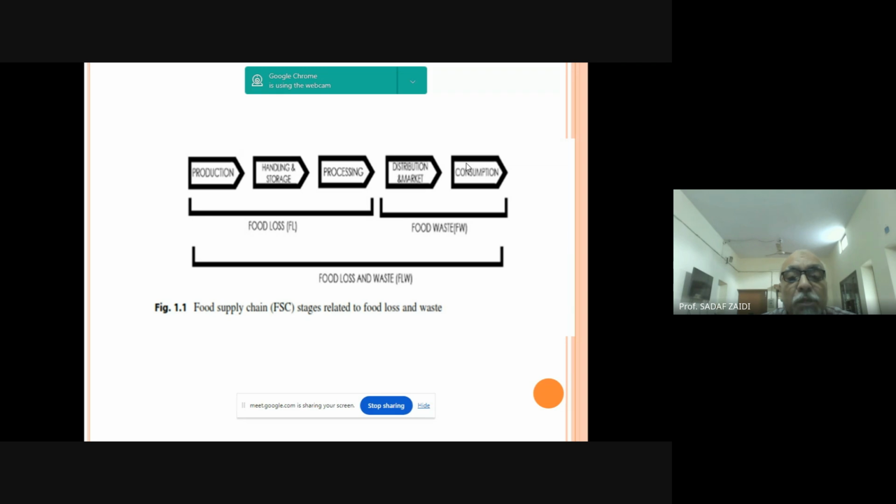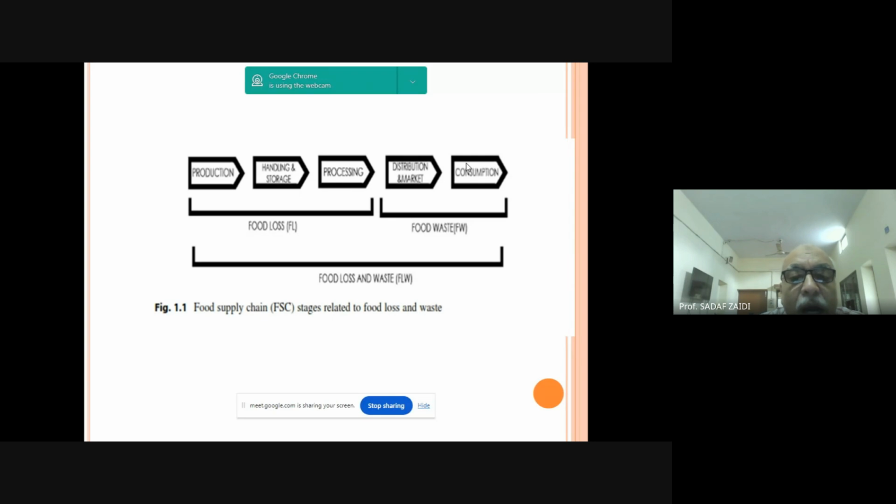So if you see the food supply chain, you will find that there are various stages of the food supply chain related to food loss and food waste. You will find this production, then handling and storage, then processing, then distribution and marketing, consumption. So in this, if you see this distribution and marketing, that basically part is the food waste part, and up to this processing and just going up to before the retailers or the malls take it, that part is called as the food loss part.